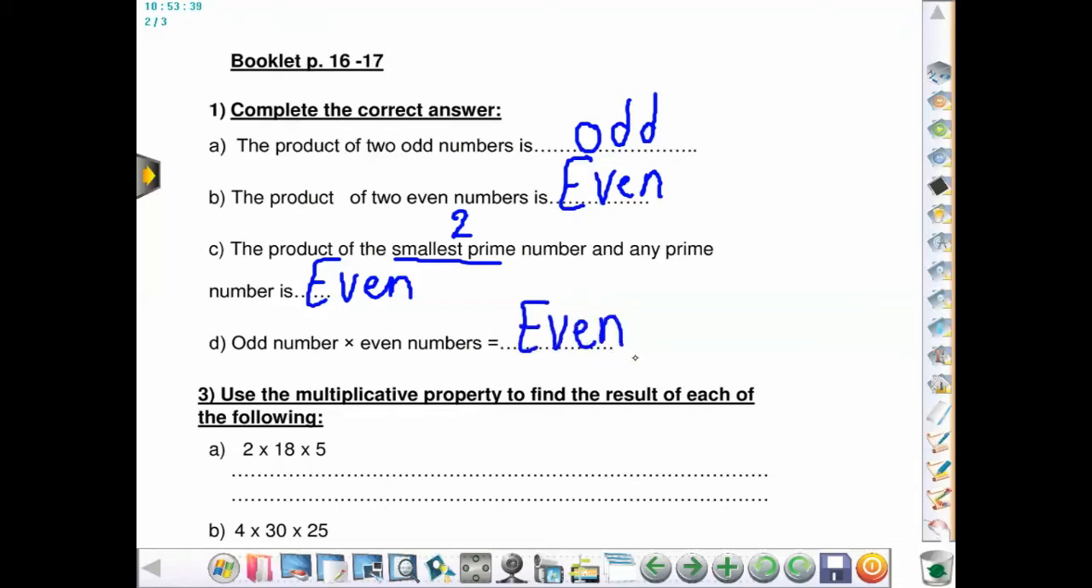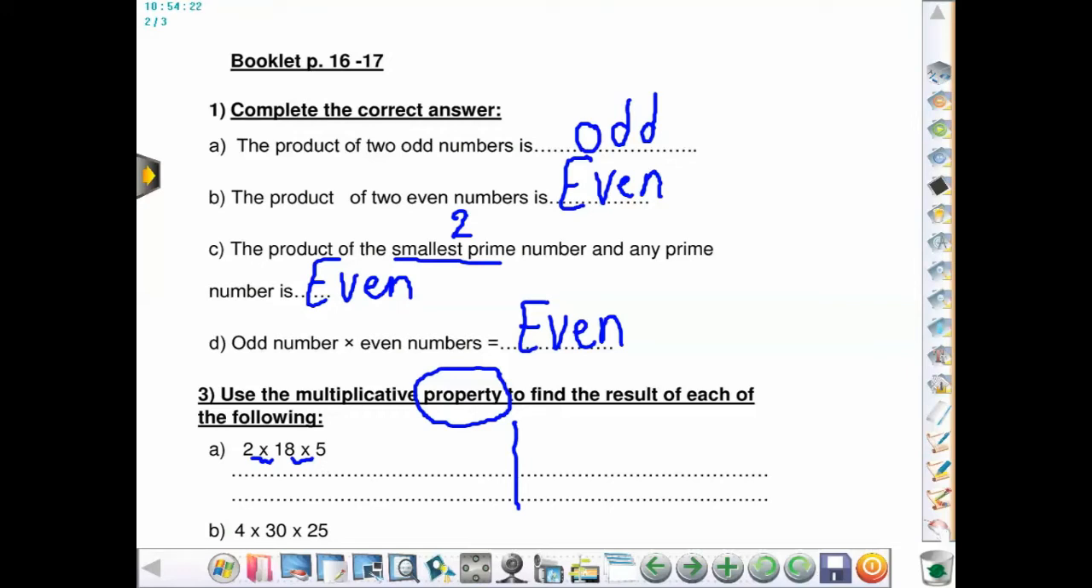Okay, now let's go to exercise number 3. The exercise says, use the multiplicative property to find the result of each of the following. As we know, if he said the word property, it means I have to show the steps. The answer without steps equals 0. Okay, how can we solve this problem? First step, look at the operations. All the operations in this exercise are multiply. What is the meaning of that? We need to use the properties of multiplication.